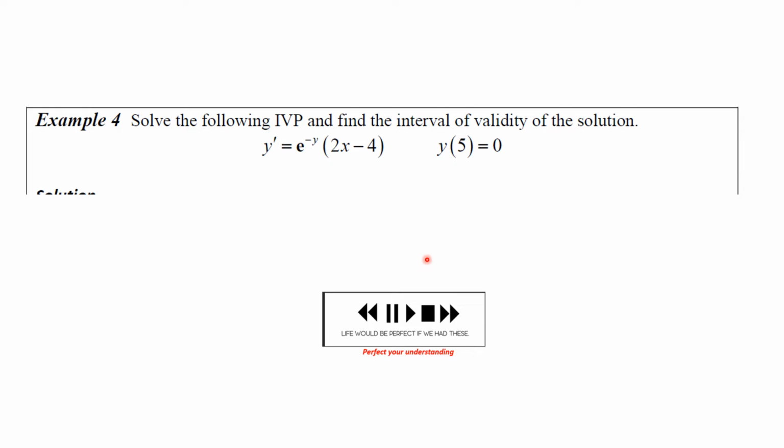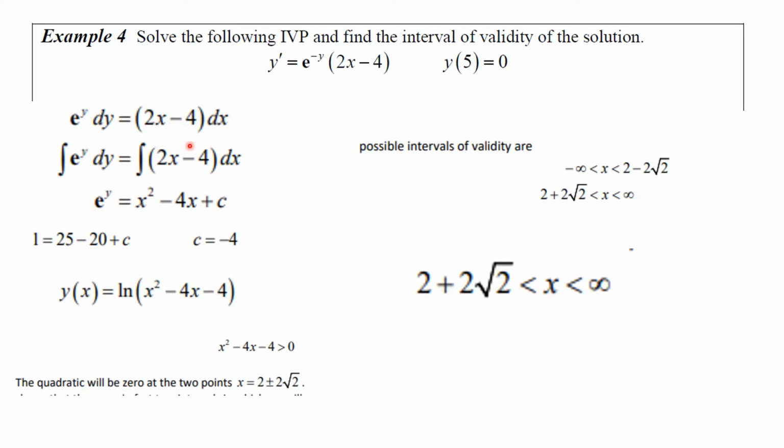Here's another one: solve the initial value problem and determine the interval of validity of the solution. You know what to do. Let's see how you did. We separate variables like this. We integrate both sides to get this expression. And we put the constant here, and we can use the initial condition to determine what the constant is, and we find the constant has to be minus 4. So that means this is the solution with that being a minus 4, but we solve explicitly for y by taking the natural logarithm of both sides. So y of x is equal to the ln of this expression.